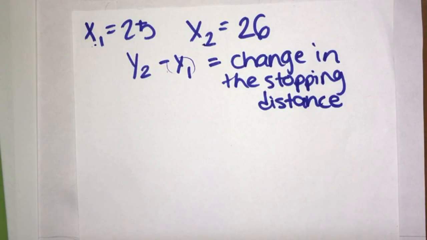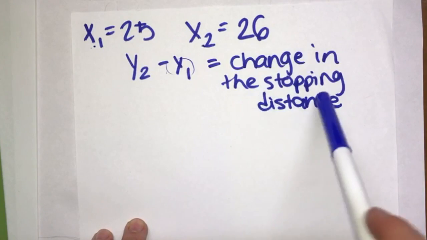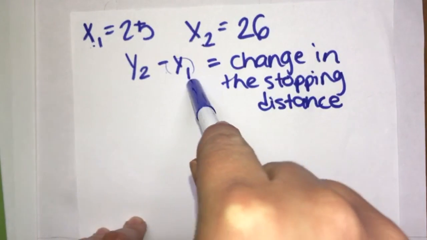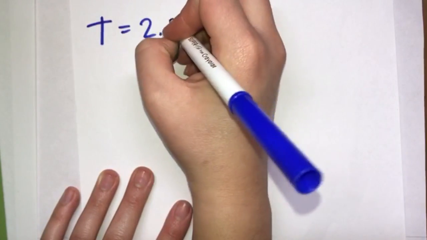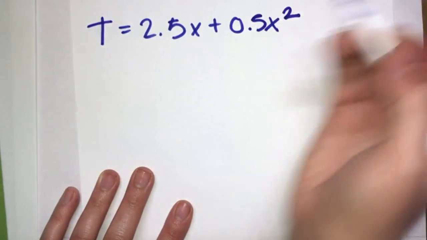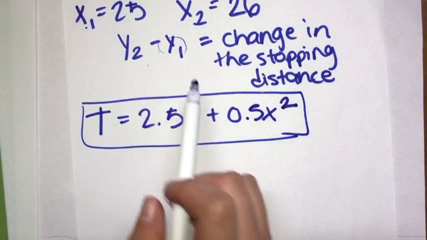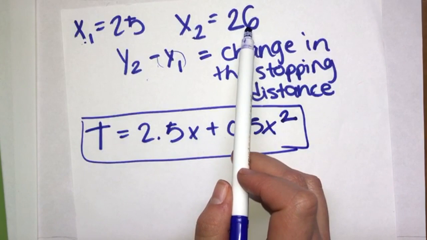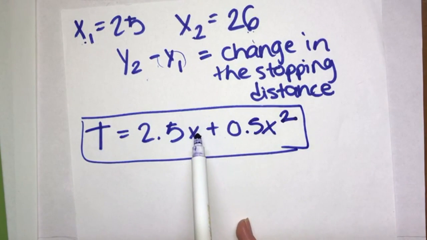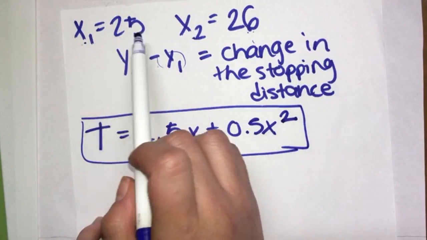So in this problem, they give you x1 equals 25 and x2 equals 26. In order to find the change in the stopping distance, you need to do y2 minus y1. So your formula is t equals 2.5x plus 0.5x to the power of 2. So in order to find the change, you need to plug in your x2, that is 26, into your formula minus the formula with the x1 plugged in.